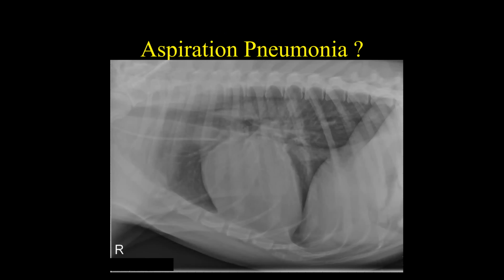So why don't we see it in this view? And that's because the heart's on top of it. The heart's made out of fluid, and right underneath it is our diseased lung in the right middle lung lobe. And we don't see it because the heart's in the way on this lateral view.